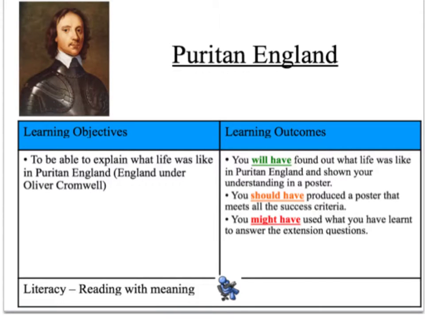Puritan England. Today's learning objective is to be able to explain what life was like in Puritan England under Oliver Cromwell. And the outcomes will be you have found out what life was like in Puritan England and show your understanding through poster work. You should have produced a poster that meets all the success criteria, which will be explained later, and you might have used what you have learned to answer the extension questions that are provided as well.